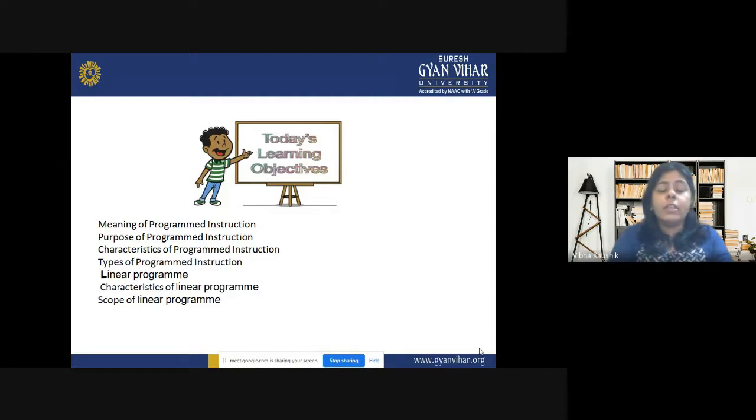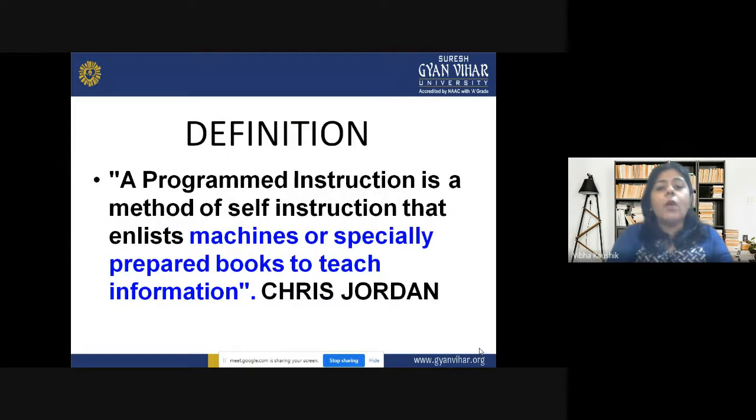Linear programming, the concept of a linear program. Characteristics of a linear program. Scope of linear program.